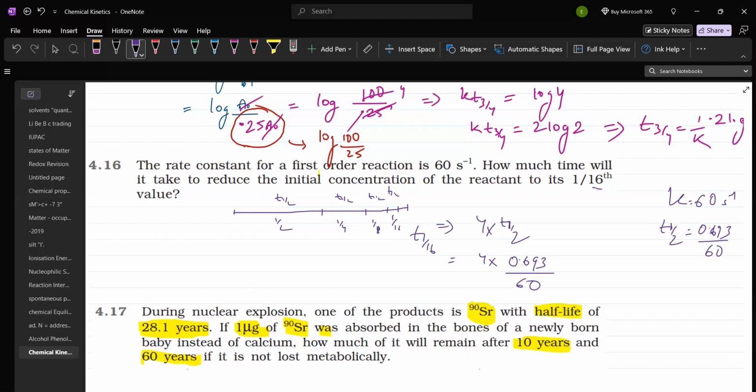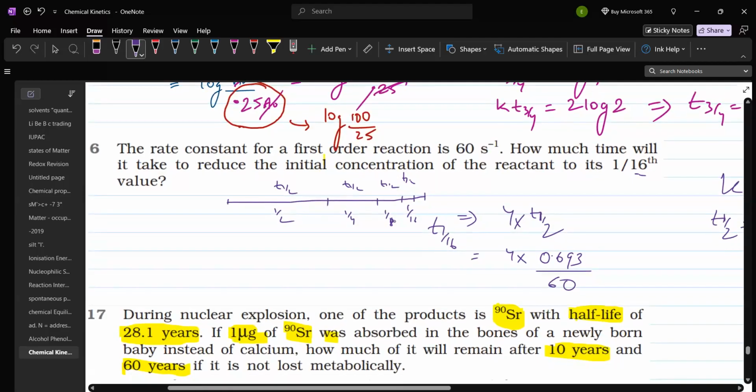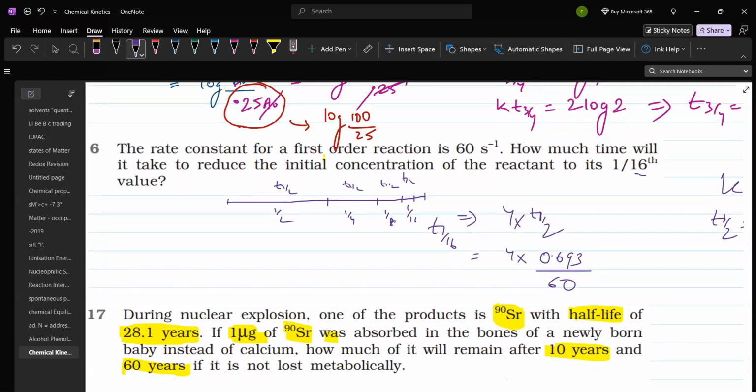What were your approaches? Can you tell me? I used the formula KT is equal to A naught by A, then thereafter you can get the answer. Shall I solve it by that formula? Are you getting this only, or something else? I haven't solved yet.